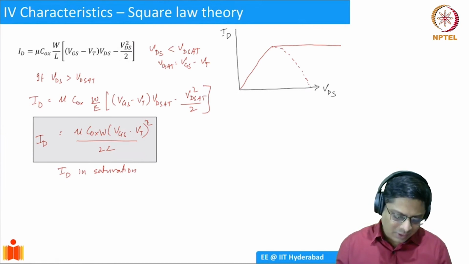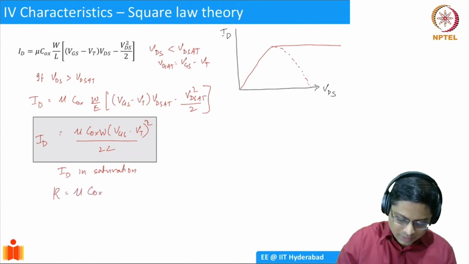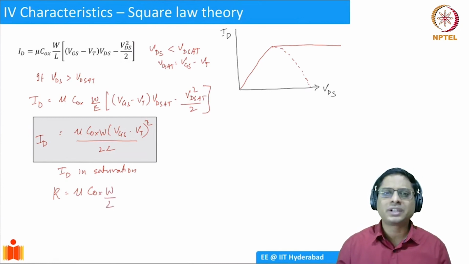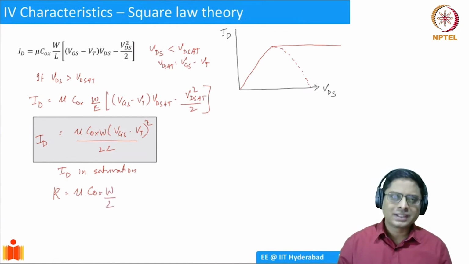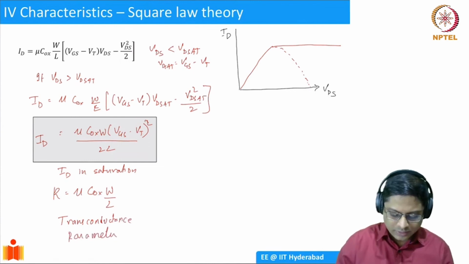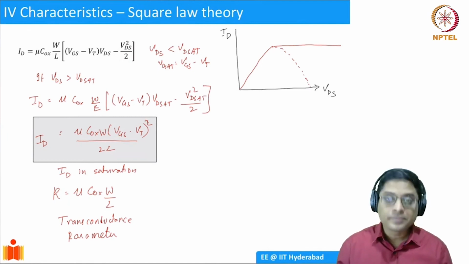And in this, you have many, many parameters. Well, it turns out that mu Cox and W by L are essentially the design parameters. I mean, mu and Cox are the process parameters. W by L is what we can design. So the whole thing is kind of fixed. So we will call this the transconductance parameter. We will discuss that in greater depth next week or next lecture maybe. So this is what you have.